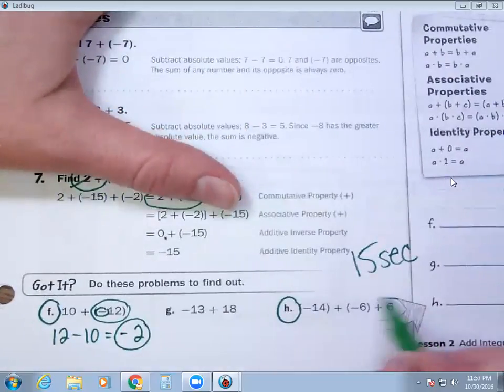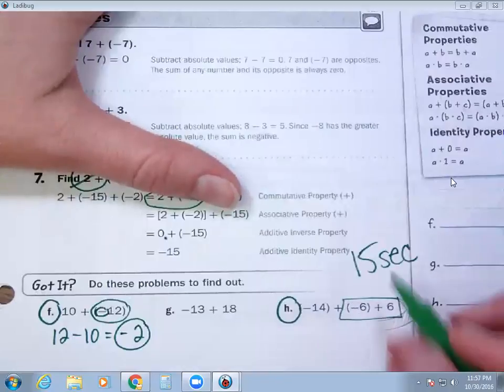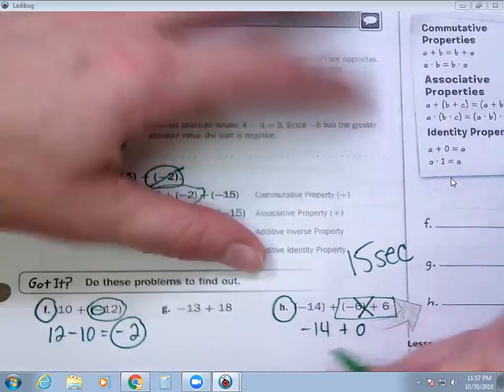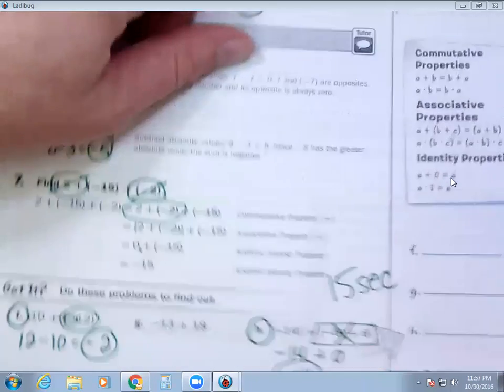Over here, I have 3 integers. But look, what do I know about these 2 integers? They cancel each other out because a -6 plus a +6, those are opposites. So it's pretty much saying 0 plus -14, and that just means -14. How'd you do? Well, I'm sure.